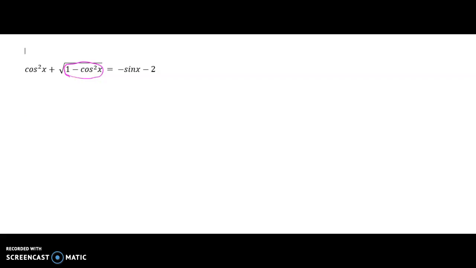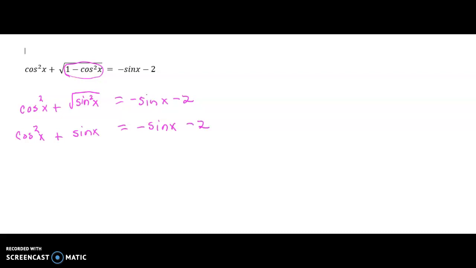We're going to change that into the square root of sine squared x equals negative sine x minus 2. All right, now we can take the square root of it because it is a monomial. It's one term. We can take the square root of something squared. So now our next line is cosine squared x plus sine x equals negative sine x minus 2.